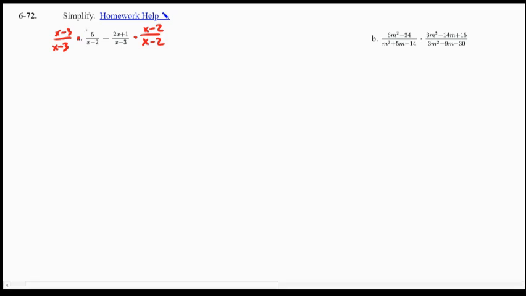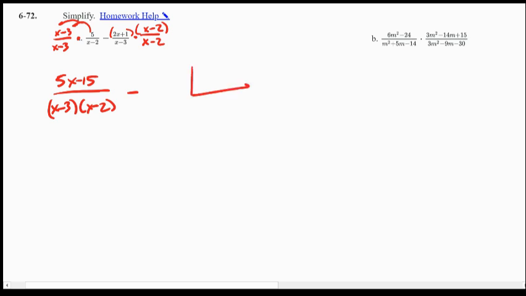So when I do that, I'm going to distribute that 5 to get 5x minus 15 over, I guess I'll just leave it as x minus 3 times x minus 2 for now, minus, and then I have to do 2x plus 1 times x minus 2. I'll do this in a box.